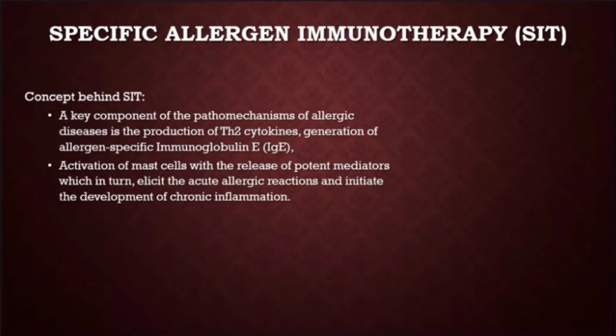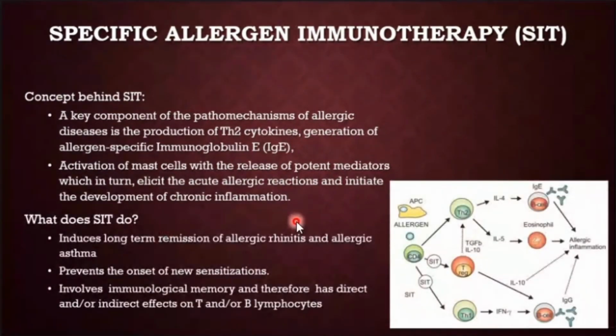So what does allergen immunotherapy do? It induces long-term remission of allergic rhinitis and allergic asthma, and it prevents the onset of new sensitizations. So what happens here is that it acts on the immunological memory, and therefore has direct and indirect effects on T and B cells. So what do we know of the mechanism here?